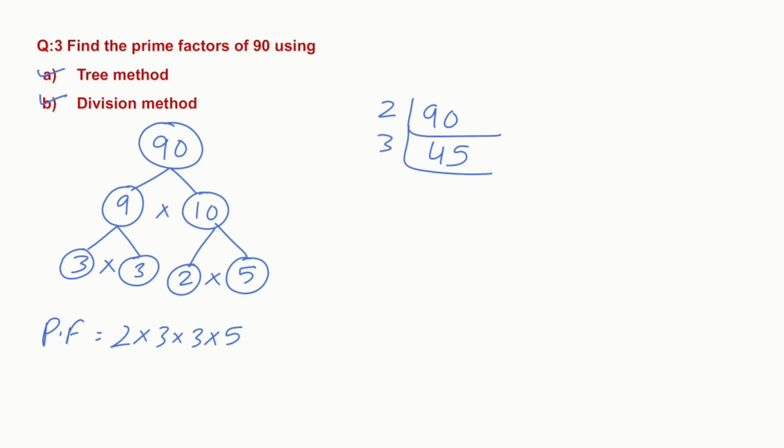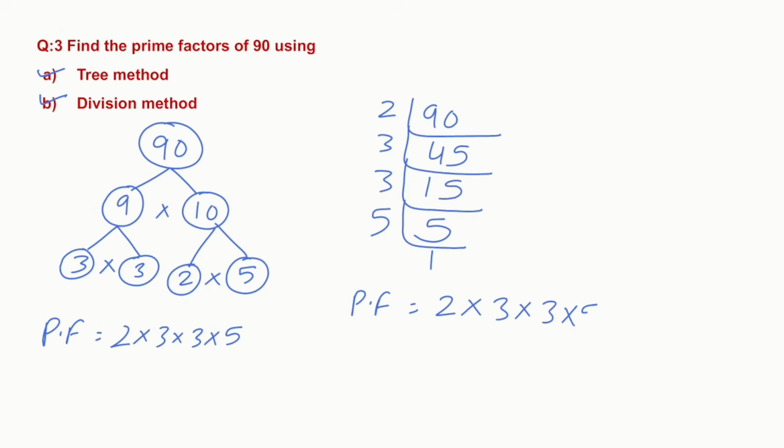So we'll take 3, and 3 times 15 is 45. Again 15 is divisible by 3. So 3 times 5 is 15. Now 5 times 1 is 5. So the prime factor is 2 times 3 times 3 times 5.